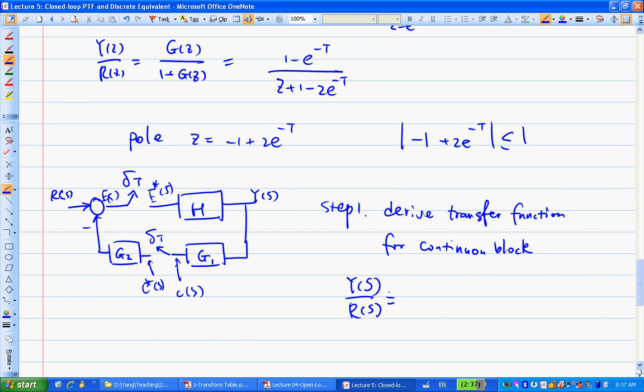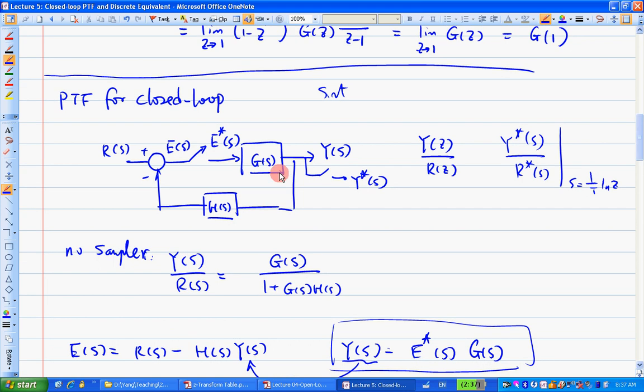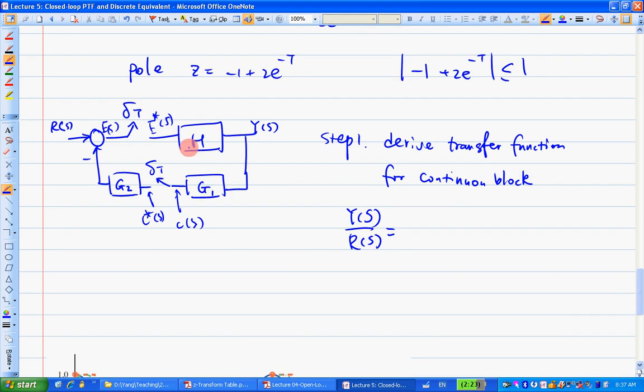So that might be a challenge again. You say, well, how do I derive the continuous one? Remember this one here: when you don't have a sampler, the continuous one is G of s over 1 plus GH of s. This G of s is the result of the forward block, and H of s is the combined result of the feedback block. So the numerator is the forward block, and the denominator is 1 plus the forward block multiplied by the feedback block. So then, according to this, what should be the pulse transfer function? 1 plus what would be here? H of s, G1 of s, G2 of s. Exactly. Okay, good.